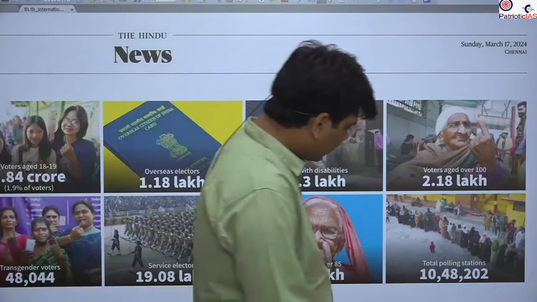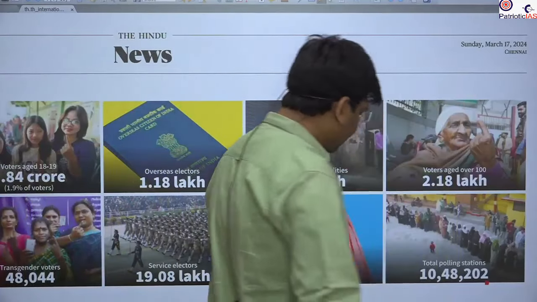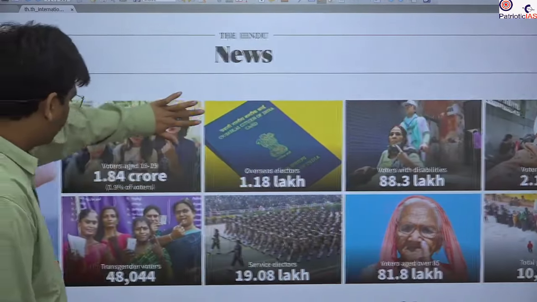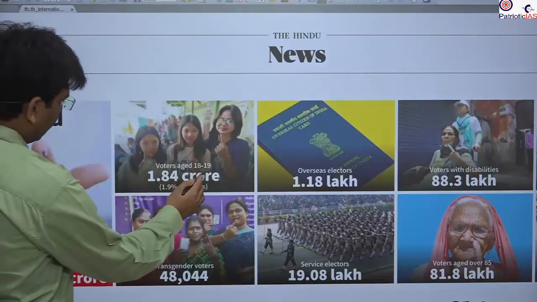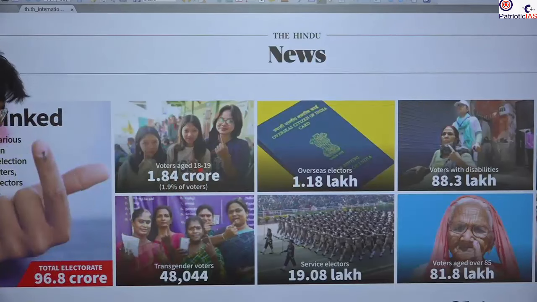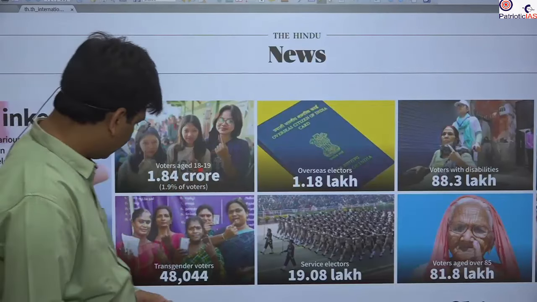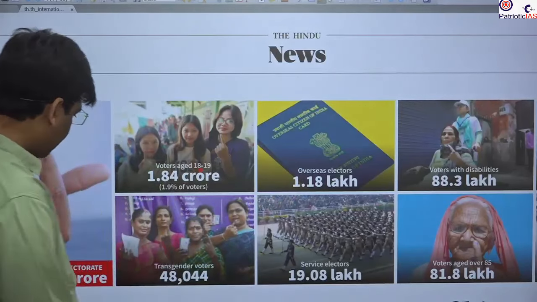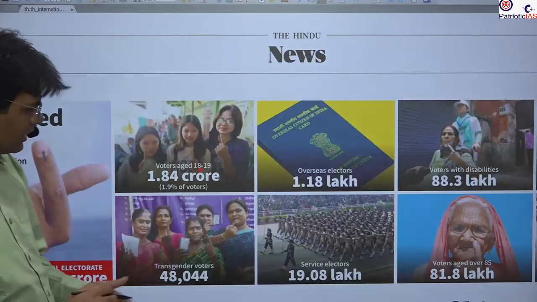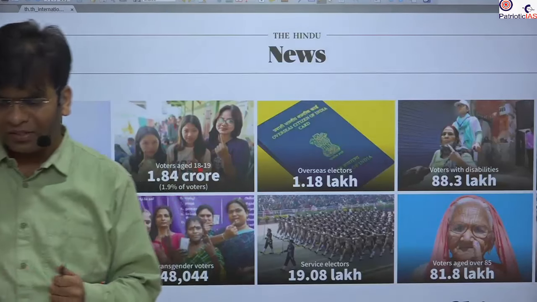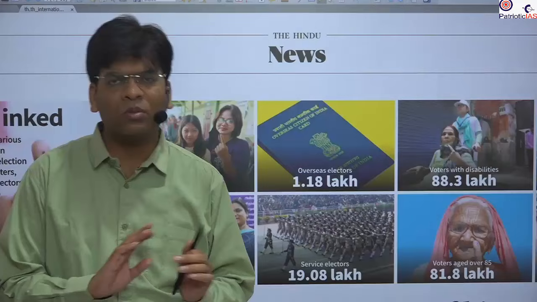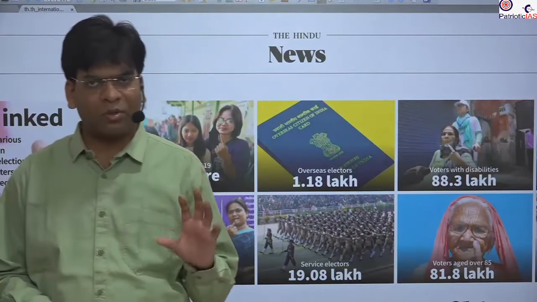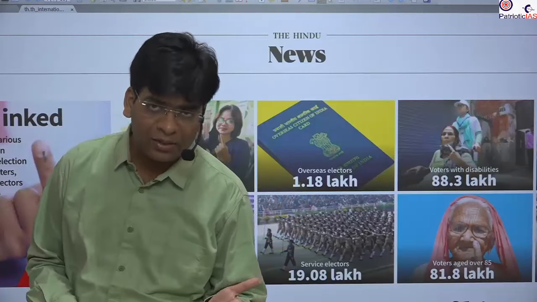The number of polling stations, 10,48,000, is given here. So these are the basic things. The voters between the ages of 18 and 19 are 1 crore 84 lakh. So this is all about overseas electors, service electors, and the transgender voters. So please just keep the composition in mind. They are not necessary. You don't need to memorize all these things. Just keep in mind near about 2 lakh, 1 lakh, 1,80,000, something.